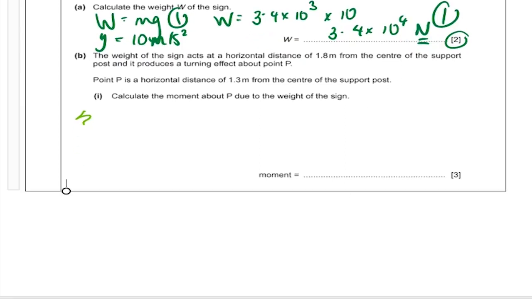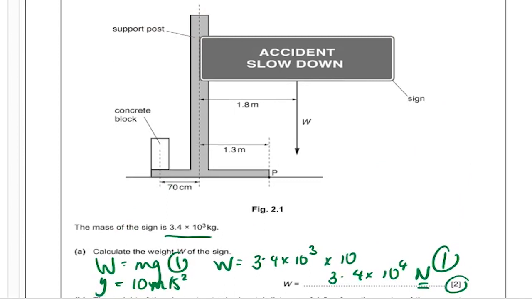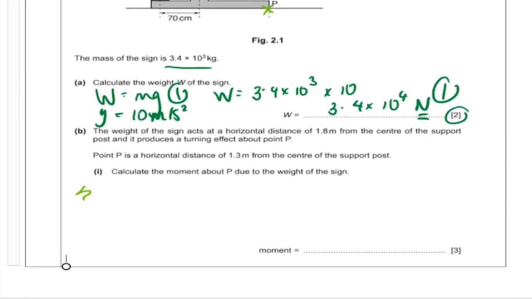The weight of the sign acts at a horizontal distance of 1.8 metres from the centre of the support post, and it produces a turning effect about point P. So before I even carry on reading anything else, I'm going to scroll back and I'm going to locate point P, and I'm just going to highlight it with a cross. So everything we're looking at, the moments are occurring about that pivot point there, and that's really important to have correctly identified. So point P is a horizontal distance of 1.3 metres from the centre of the support post.